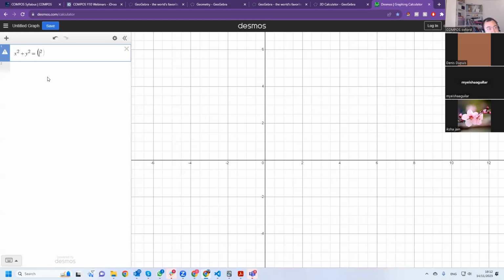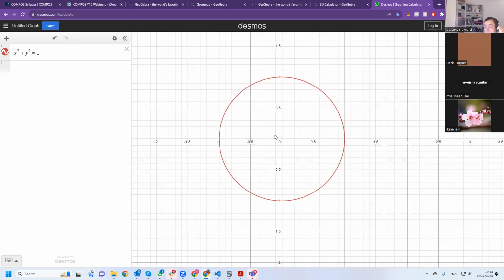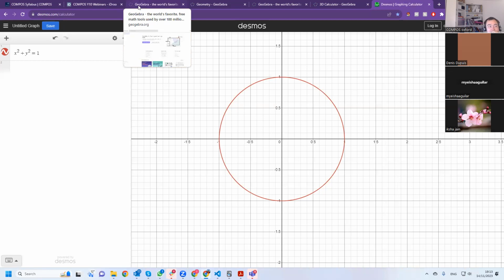Can you do minus 2, minus 1 squared? Well, of course you can, because minus 1 squared is 1, so it doesn't make any difference. This one doesn't work, of course. I love this equation: x squared plus y squared equals 1. This is the equation of a circle that we have.